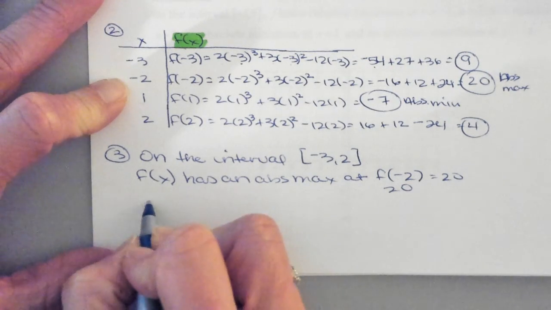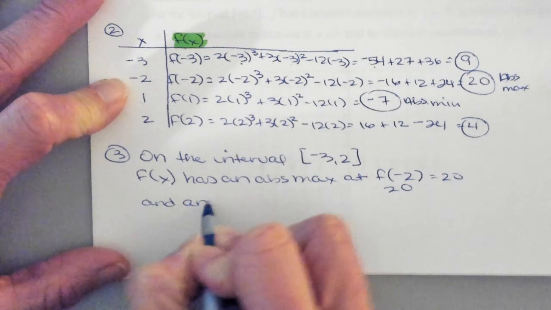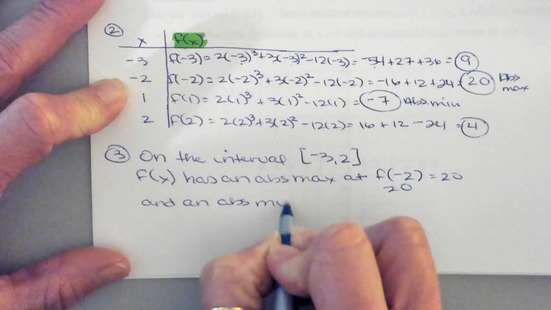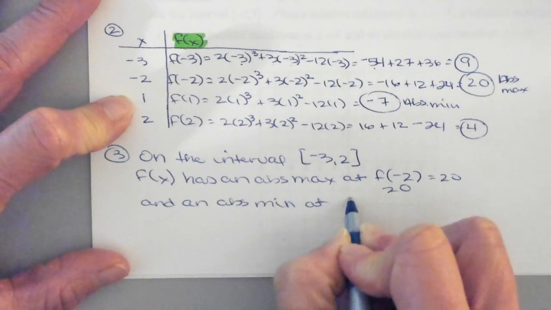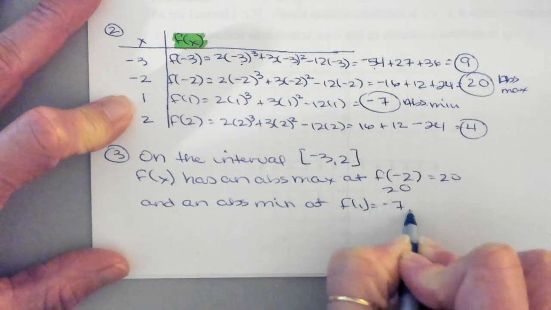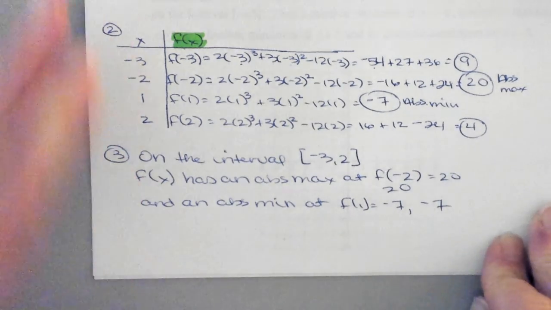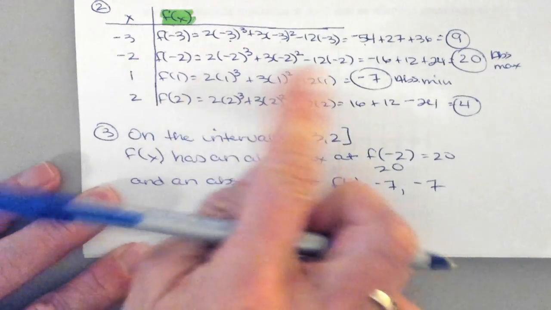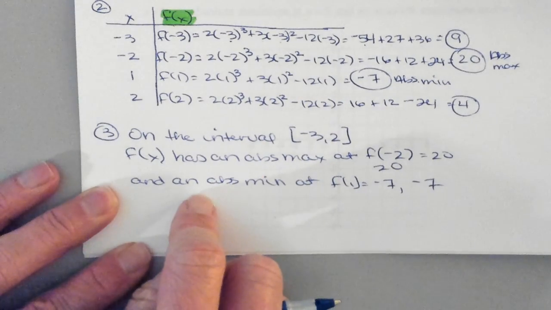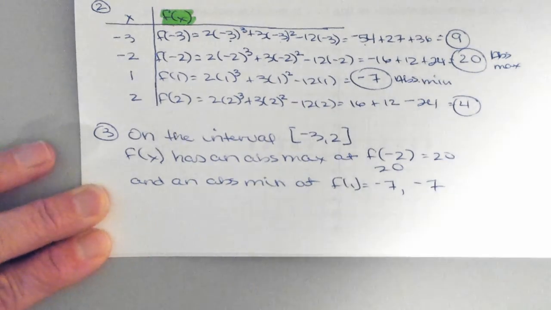And then you would say, and an absolute min at f of 1 is equal to negative 7, whatever. It's got to be the y value. You're better off giving it something like this because you already had it here. Okay, but this is pretty much everything that you need to give.